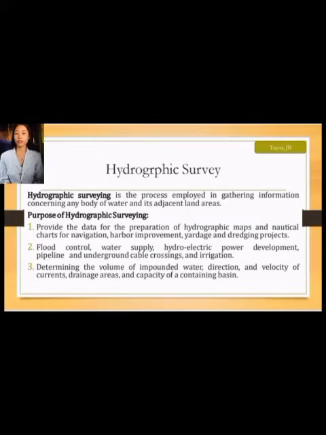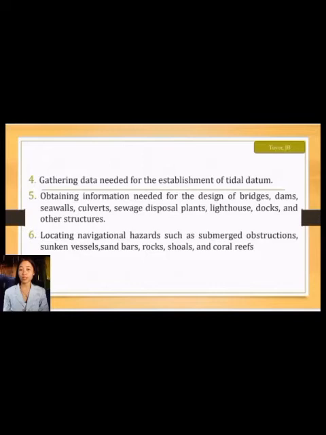So the first is it provides the data for the preparation of hydrographic maps and nautical charts for its purpose in navigation, harbor improvement, yardage, and dredging projects. And the second is for flood control, water supply, hydroelectric power development, pipeline and underground cable crossings, and irrigations. And the third is for determining the volume of impounded water, direction, and velocity of currents, drainage areas, and capacity of containing basin. And the fourth is for gathering data needed for the establishment of tidal datum.